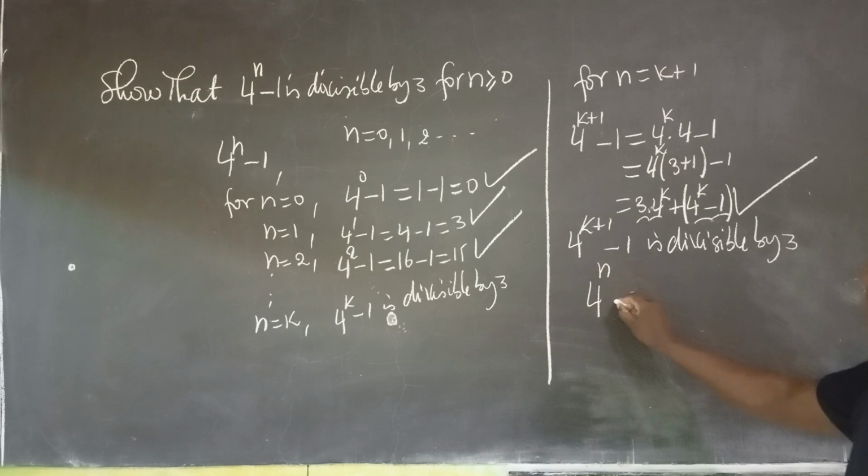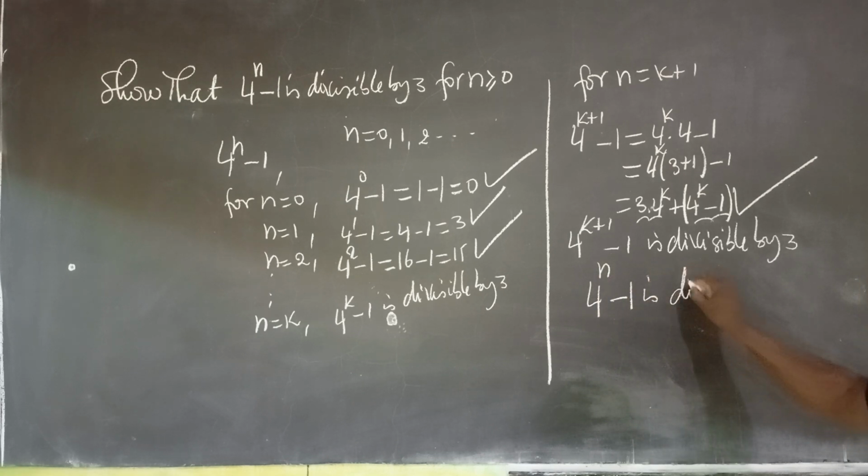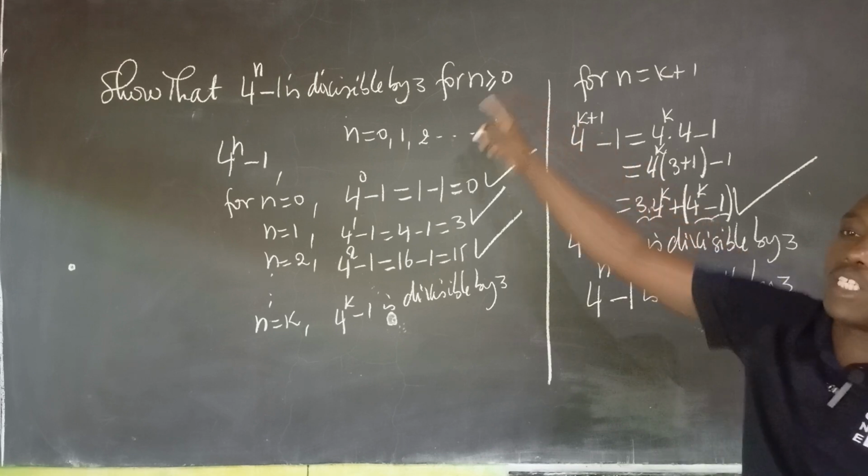As a conclusion, 4 power n minus 1 is divisible by 3 for n positive.